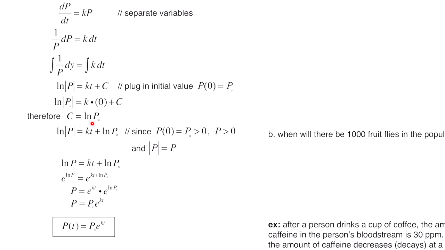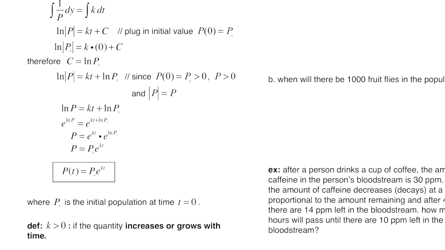Now that we found an expression for C, we plug it in right here. So we have ln absolute value P equals kt plus ln of P naught. And then we have a note: because P of 0 is equal to P naught, which is positive, that means our population, P, is going to be positive. And if you take the absolute value of a positive expression, it's just equal to that expression. So you can drop the absolute value, and you just have the natural log of P equals kt plus ln of P naught.